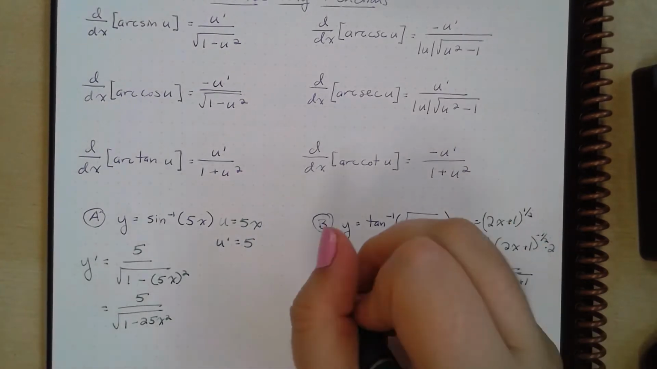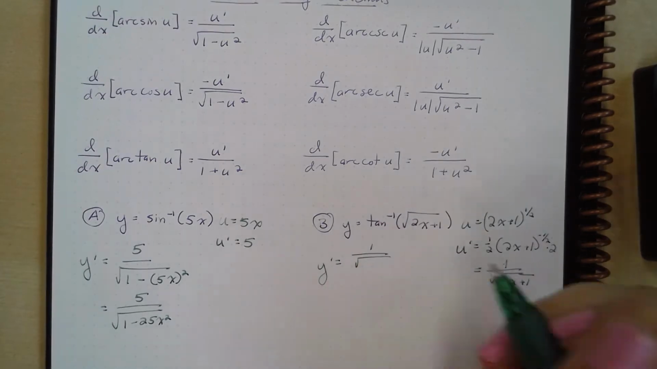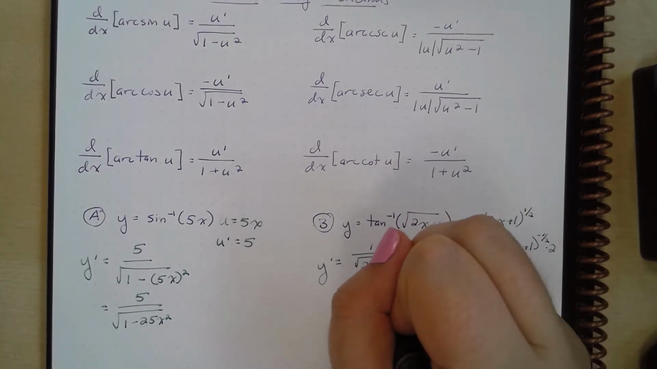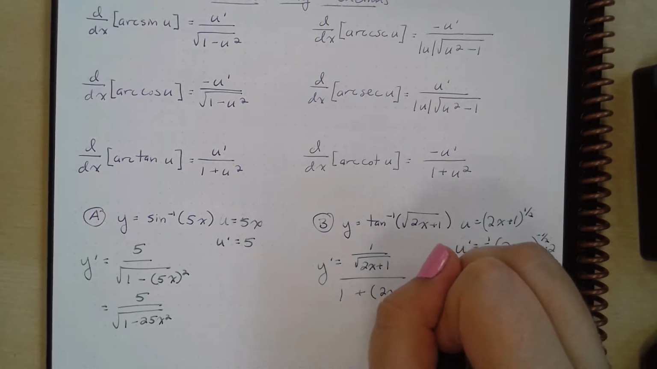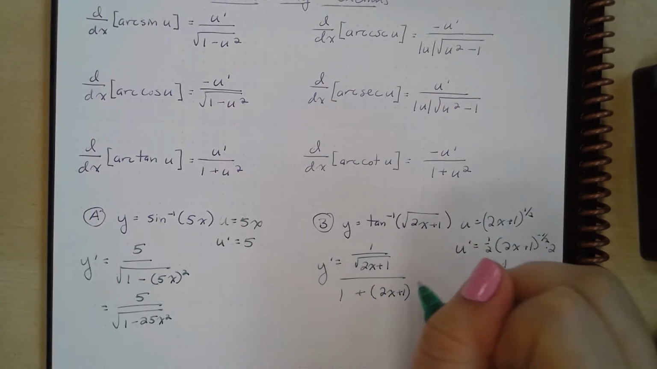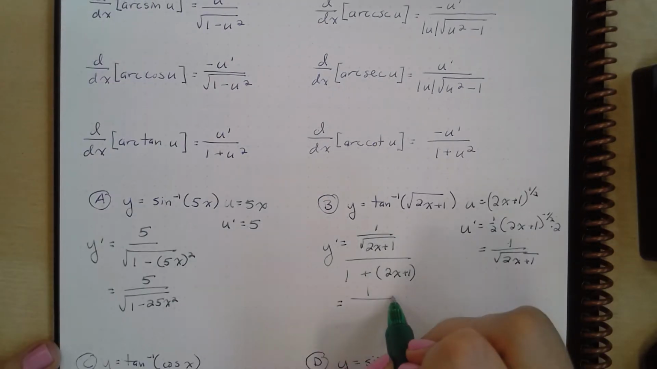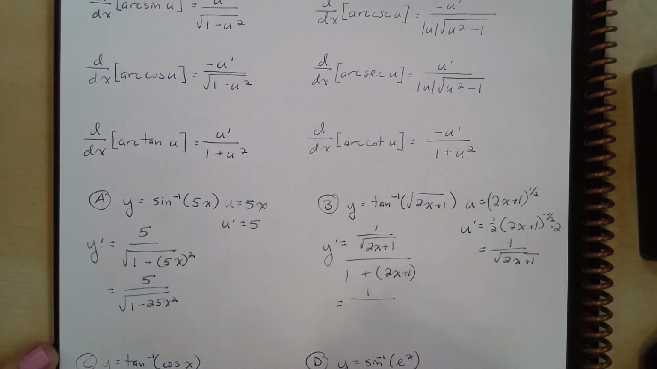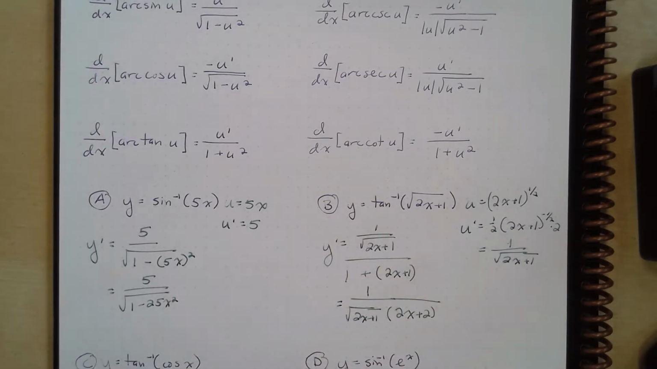Now I can kind of dive in. Y prime is equal to 1 over the square root of 2x plus 1 all over 1 plus 2x plus 1. And this can definitely be simplified. And I get a lot of questions in class. When should I simplify? When should I not? Just keep simplifying, kids. I mean, this is a fraction over a fraction. That's kind of crazy. So 1 over the square root of 2x plus 1 times 2x plus 2. I would leave it just like this. I think that's plenty simplified.